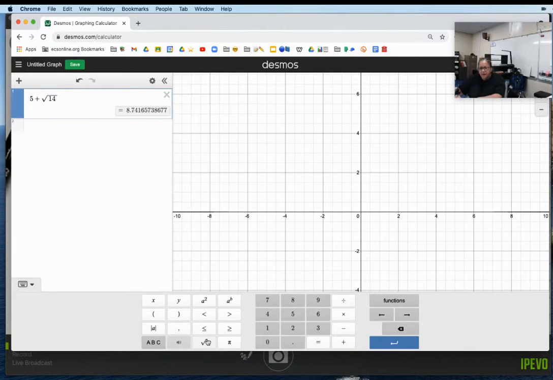And then 5 minus the square root of 14. Well, if I had 5 minus the square root of 16, it would be 1. The square root of 14 is smaller, so it's going to be bigger than 1, maybe a little bit bigger than 1. Okay, 1.25, great. So I can round that to 1.3.